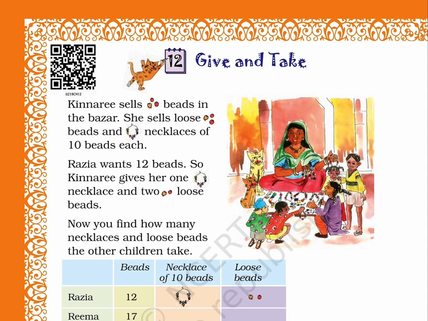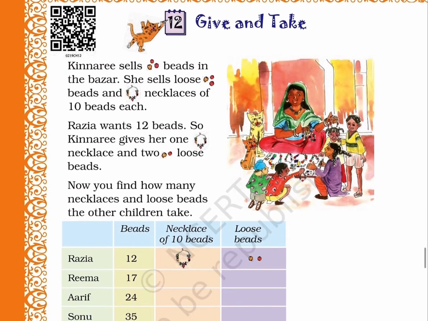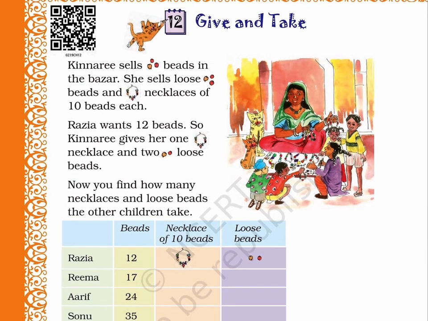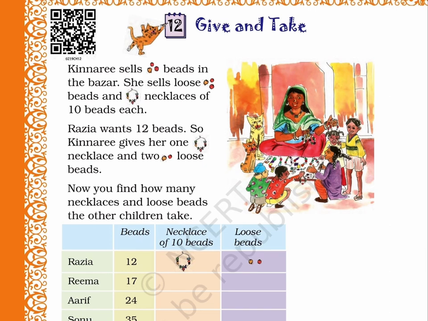Kinnari sells beads in the bazaar. She sells loose beads and necklaces of 10 beads each. Picture shows Kinnari sitting, and beads and necklaces neatly arranged in front of her. 5 children, 2 girls and 3 boys, are standing in front of the beads and necklaces and talking. Razia wants 12 beads, so Kinnari gives her 1 necklace and 2 loose beads.